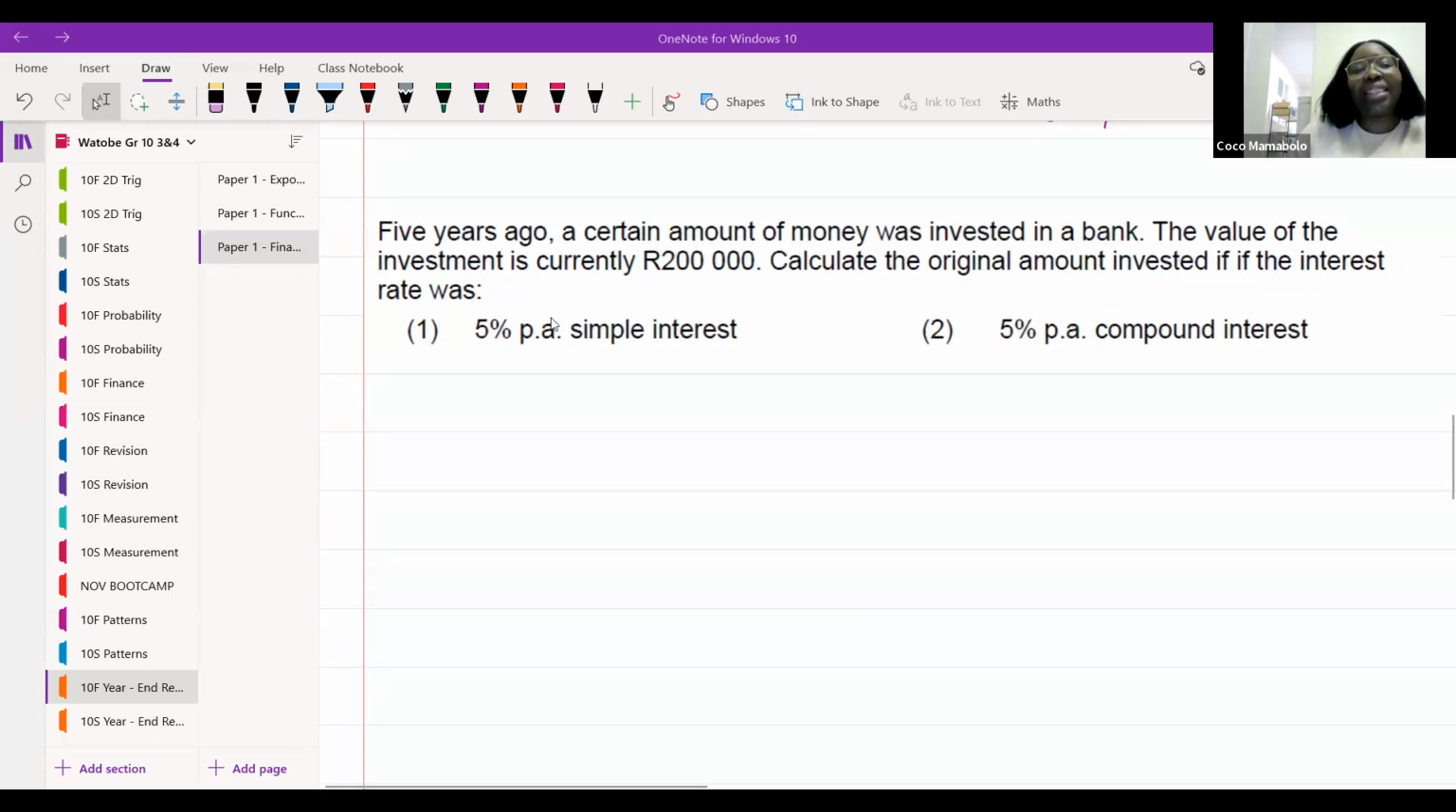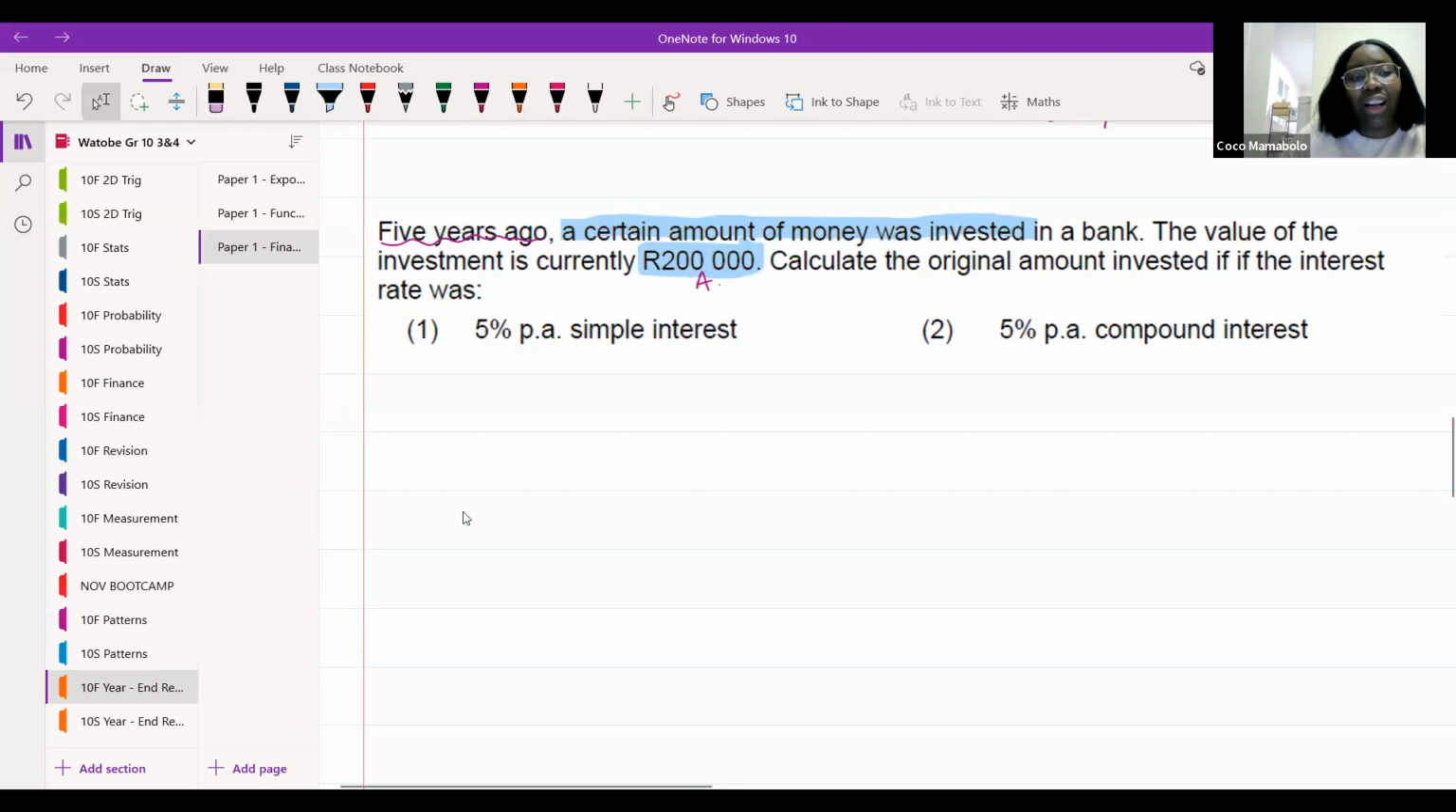All right, so this one says here, 5 years ago, a certain amount of money was invested in a bank. Now, we don't know what that certain amount of money was that they invested 5 years ago. The value of the investment is currently 200,000 rand. So what does this 200,000 actually stand for here? What is that value? It's not going to be accumulated. This is how much we have currently, right? And this money was put in 5 years ago. So this is going to be our, okay, it's our A value. For those of you who said A, correct.